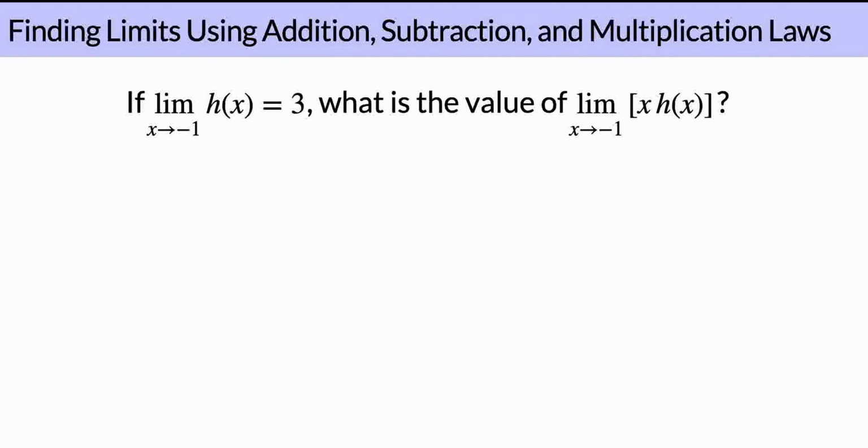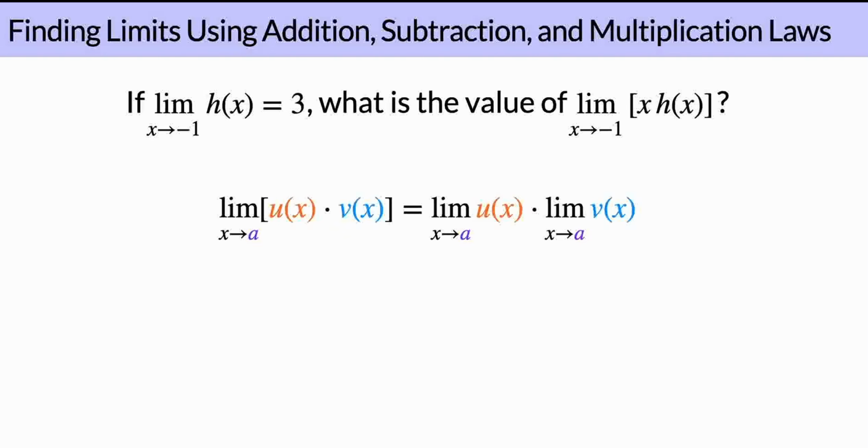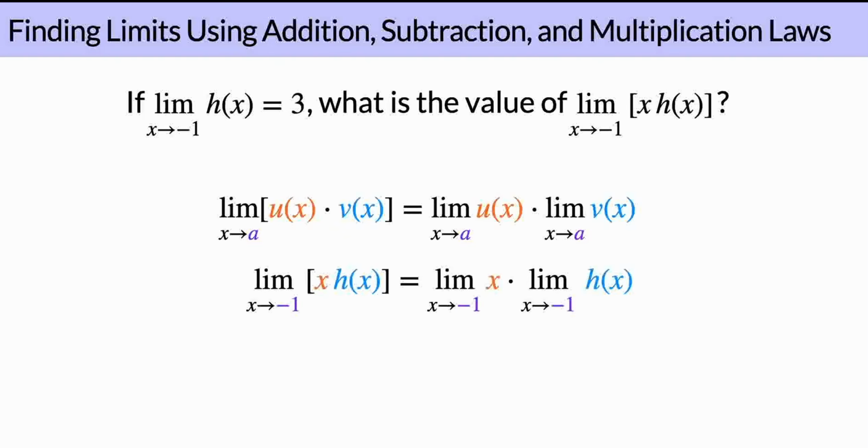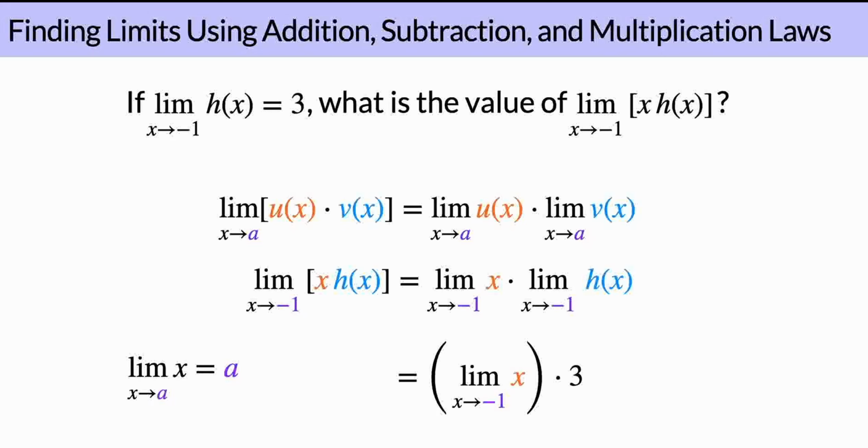We'll begin by applying the multiplication law to separate this limit into the product of two limits. We know that the limit of h of x as x approaches negative 1 is 3. Now remember that the limit of x as x approaches a is simply a. In our case, that means that the limit of x as x approaches negative 1 is just negative 1. So this limit is equal to negative 3.